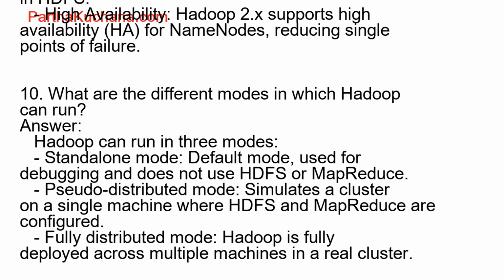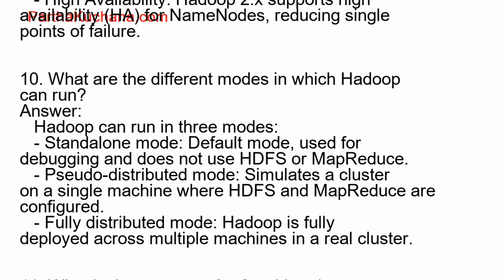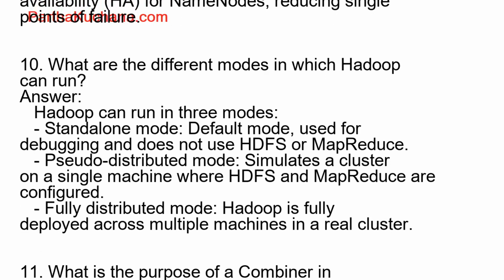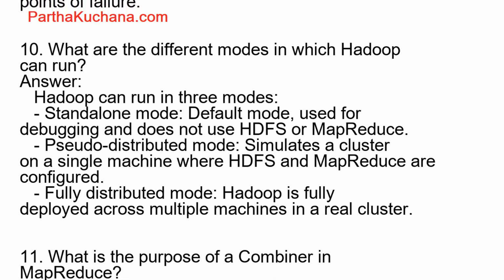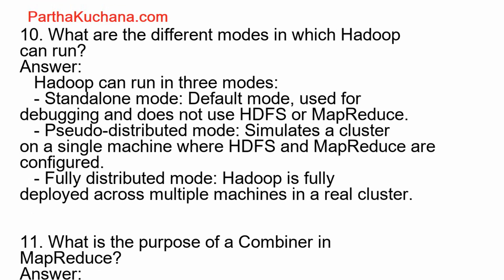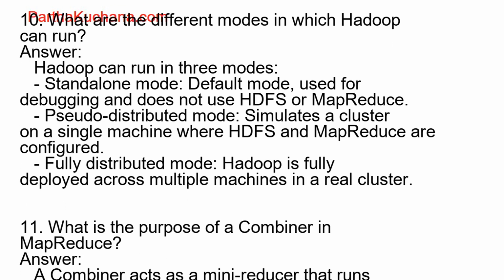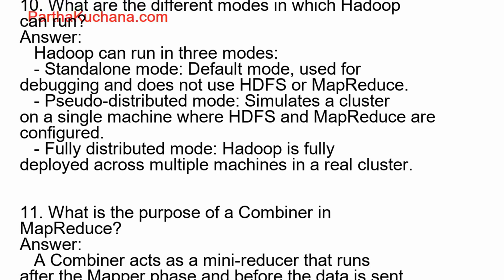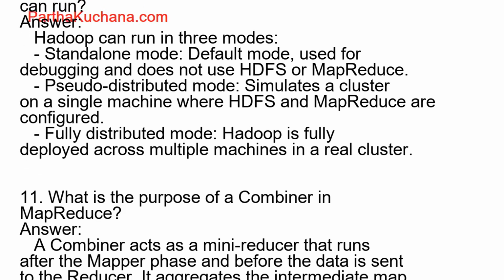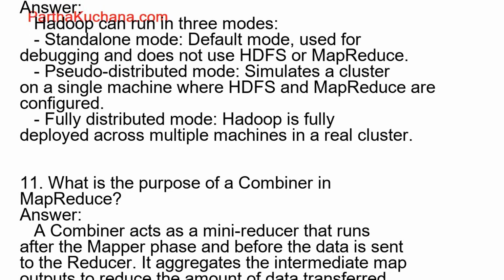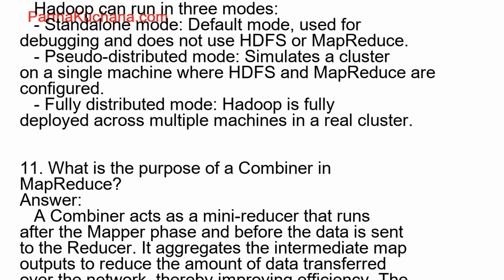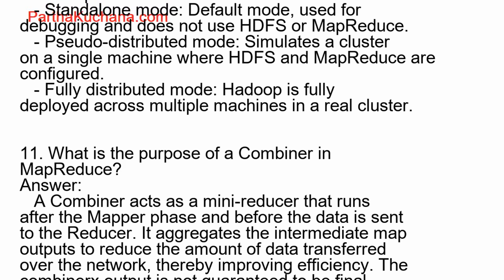12. What is the difference between a combiner and a reducer? Answer. Combiner, an optional step that helps optimize the data transfer between the mapper and the reducer by reducing the amount of intermediate data. Reducer, the mandatory final step that processes and aggregates the data coming from the mapper and possibly the combiner, and outputs the final result.